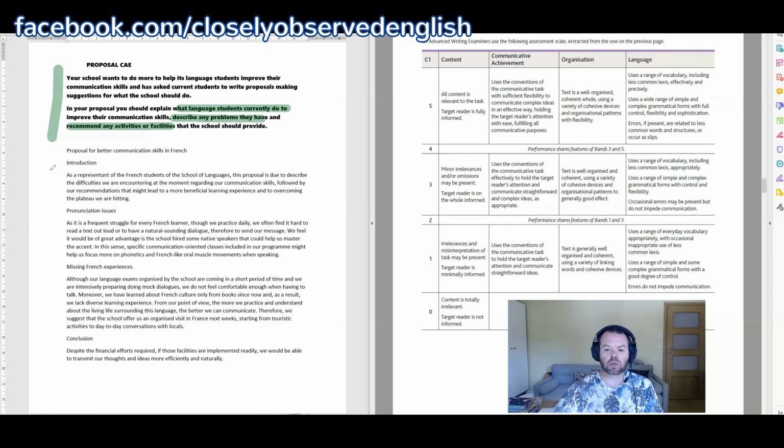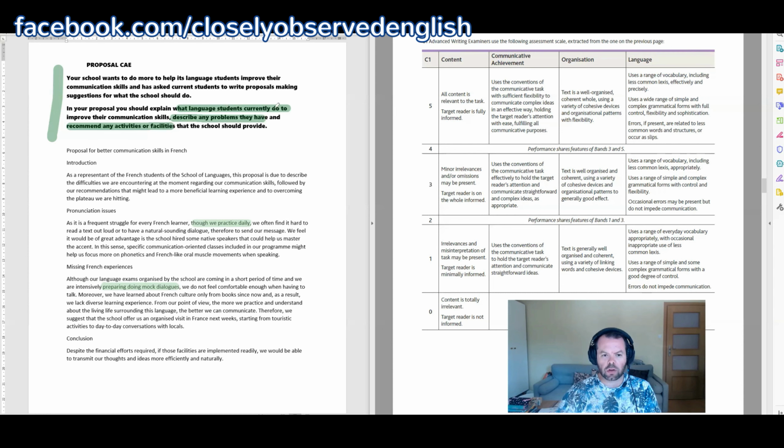Okay, so how did we do on the content? We wanted to know what language students currently do to improve their communication skills. So what do they do? They practice daily. Okay. What else do they do? They are preparing by doing mock dialogues. But that's more exam preparation than saying what they currently do to improve their communication skills. Is there anything else?